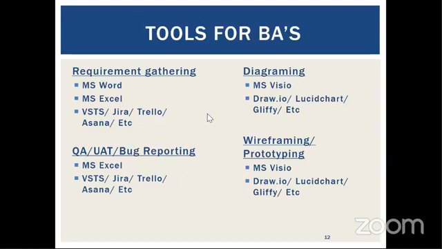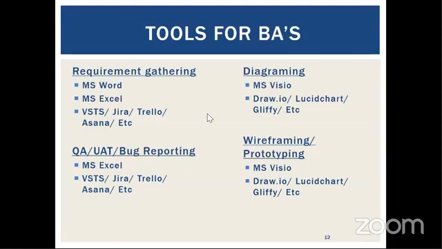So another thing for a BA is they have to be willing to adapt to their environment and use whatever tools they can get their hands on. They have to be very adaptive. So a lot of the work can be done in Word or Excel alone.